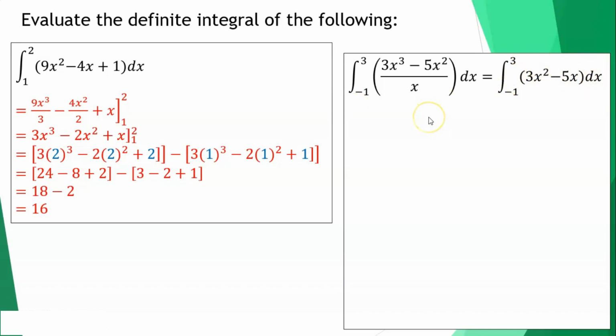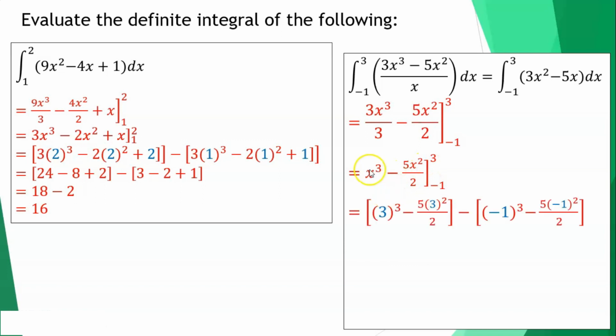First step is solve for the indefinite integral. So this is 3x cubed over 3 minus 5x squared over 2 evaluated from negative 1 until 3. Take note, we can still simplify. So this would become x cubed minus 5x squared over 2. At this point, let's substitute. This x we replace with 3. So x squared, this would become 3 squared. Minus, our lower limit is negative 1. So negative 1 cubed and negative 1 squared.